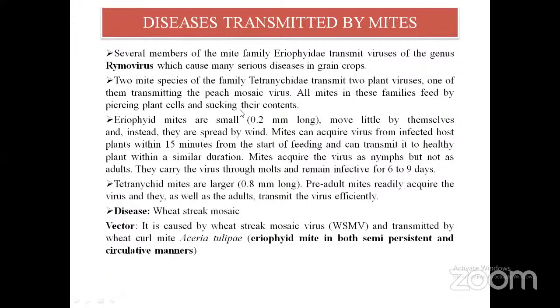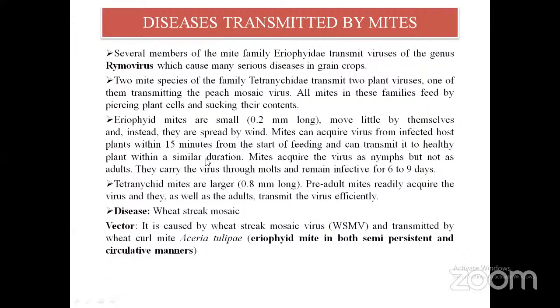Two mite species of the family Tetranychidae transmit two plant viruses, one of them transmitting the peach mosaic virus, which is very famous. All mites in these families feed by piercing plant cells and sucking their contents. Eriophyid mites are small and move little by themselves, and instead they are spread by winds. Mites can acquire virus from infected host plants within 15 minutes from the start of feeding and can transmit it to a healthy plant within a similar duration.